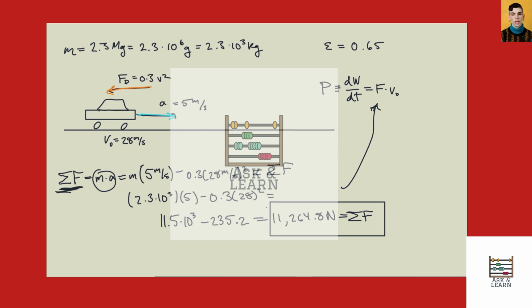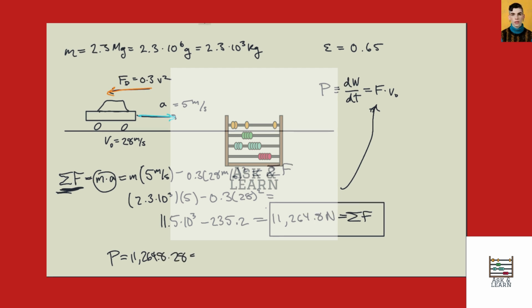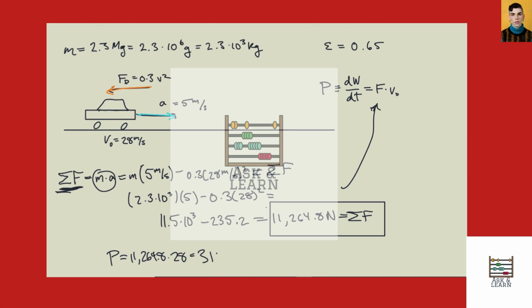Then we'll just use that v0, and we have P equals 11,264.8 times 28. That's going to give us 315,414.4 watts. My power is in units of watts, joules per second. And now this is the power that is exerted on the system overall.